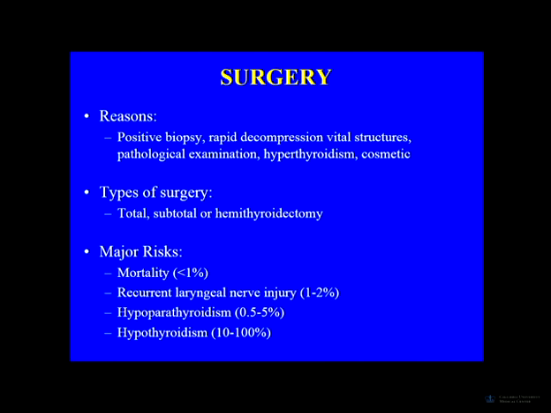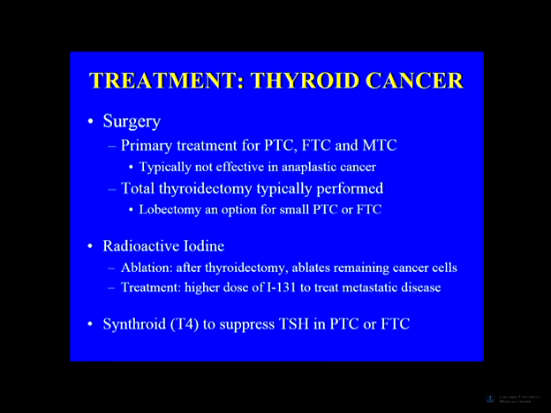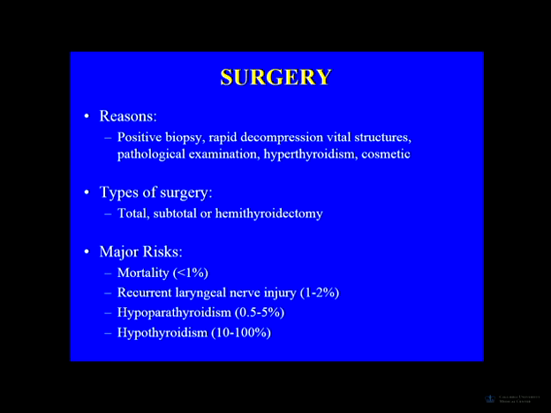So what about surgery? We've covered a lot of this, but again, the reason for surgery most commonly is due to a positive biopsy. Slightly less commonly, but sometimes you'll need to do a rapid decompression of vital structures due to acute symptoms. Sometimes you need to go to surgery, unfortunately, to get a more definitive pathological sample. If the FNA was indeterminate and you're concerned, then you might take the patient to surgery. Hyperthyroids or toxic multinodular goiters often can't be cured in any other way, so sometimes it results in surgery. And again, the least common reason is for cosmetics.